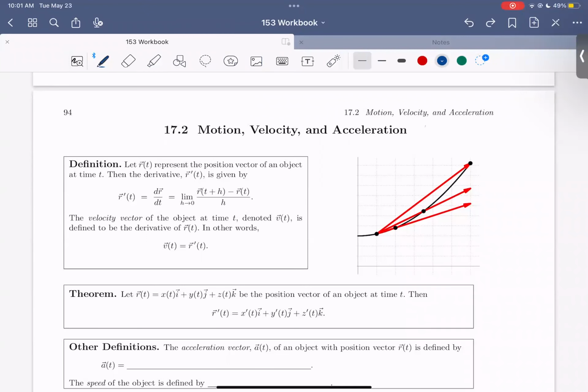In this video, we're going to begin section 17.2 on motion, velocity, and acceleration. So let's begin with the definition, and that is of a velocity vector. First, we have to do a little bit of setup here.